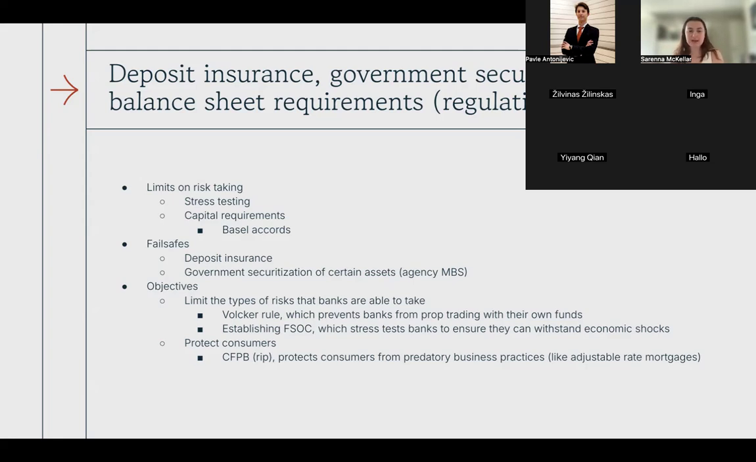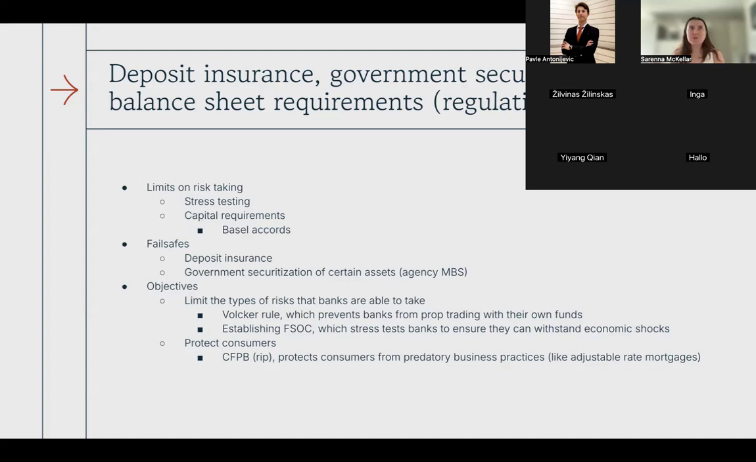There's also fail safes that exist. So the two big ones that we can point to is deposit insurance. Most countries will have some form of deposit insurance that protects consumers who put their money in the bank. Usually this is up to $100,000. Sometimes it's more for commercial accounts. And the goal of these is to prevent bank runs.